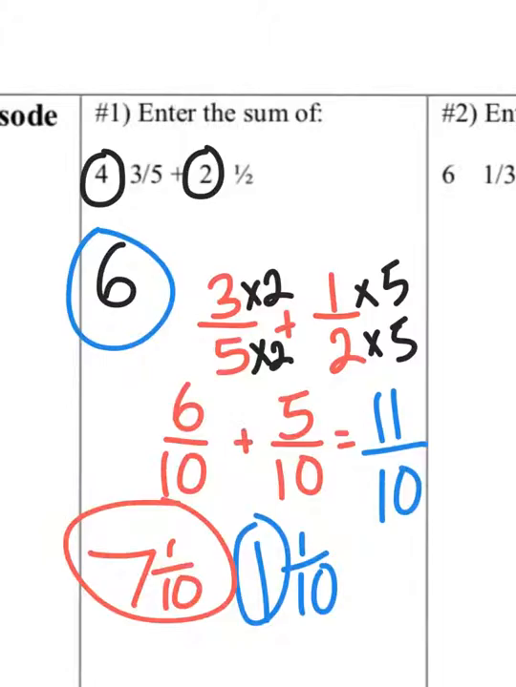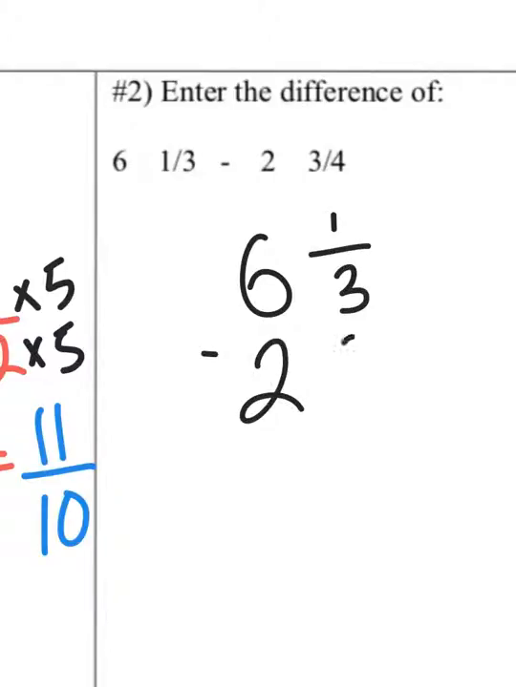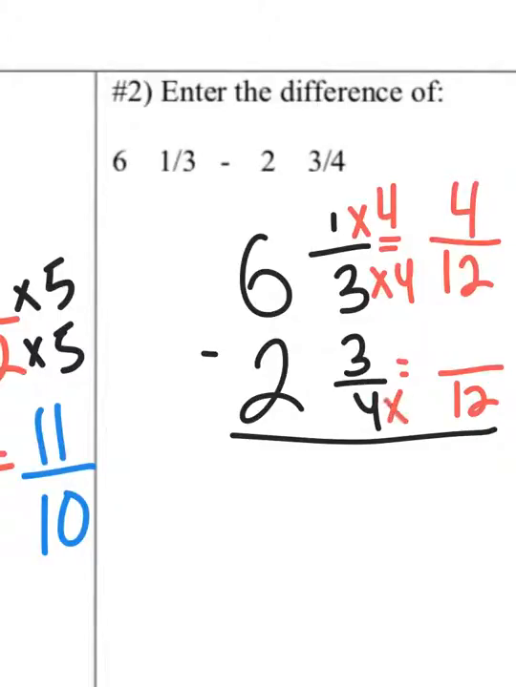For number 2, it says enter the difference of this. So for this one we can't just do the whole numbers first. We'll do 6 and 1/3 minus 2 and 3/4. We need to get a common denominator of 12 and 12. And then this will be times 4 and times 4. So we know that 1/3 is the same thing as 4/12. And for the bottom fraction, it will be 9/12.